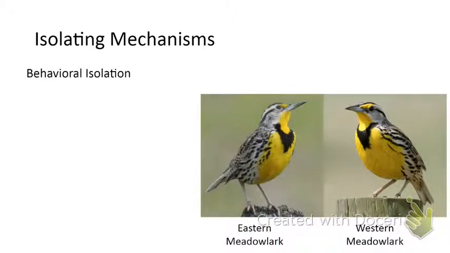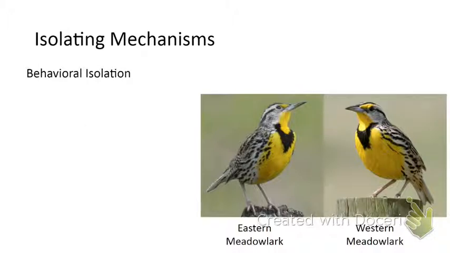There are three types of isolating mechanisms, so three ways. One is behavioral. So basically, the behavior isolates the populations. So this is behavioral isolation. So here you have an eastern meadowlark and a western meadowlark. They look almost exactly alike, and I don't know a lot about birds, but they look exactly alike. They live in somewhat close areas.